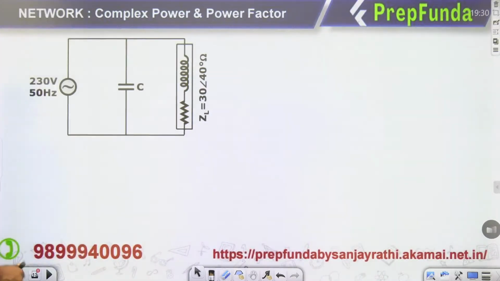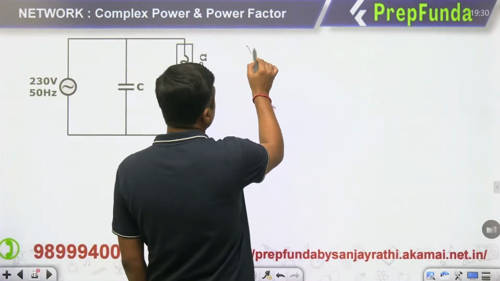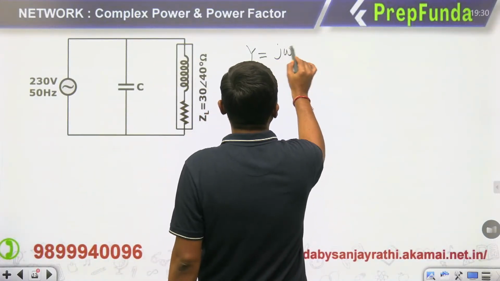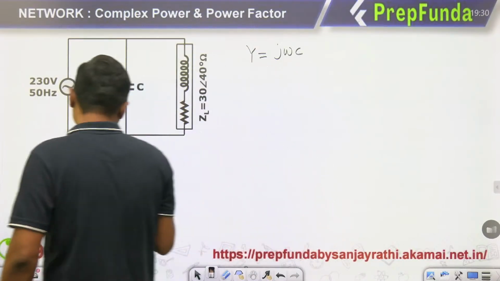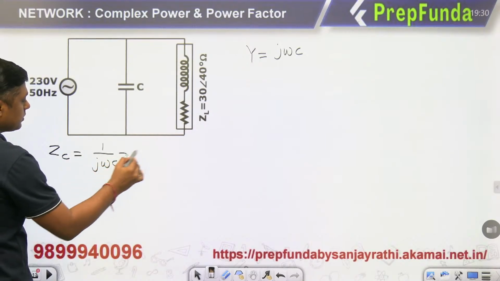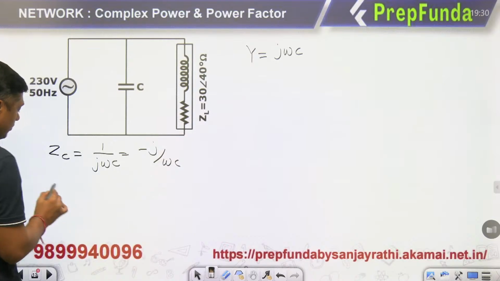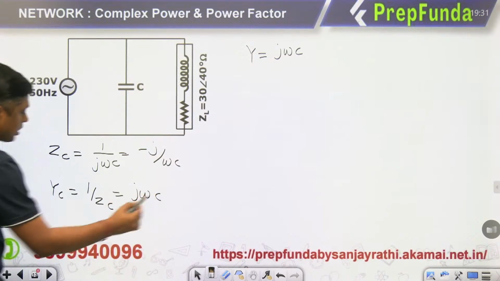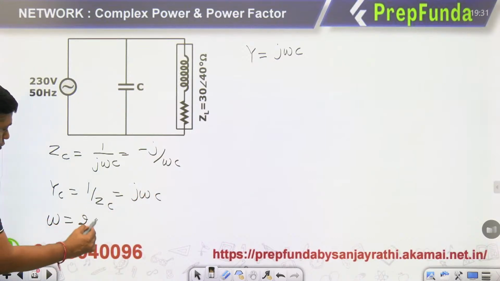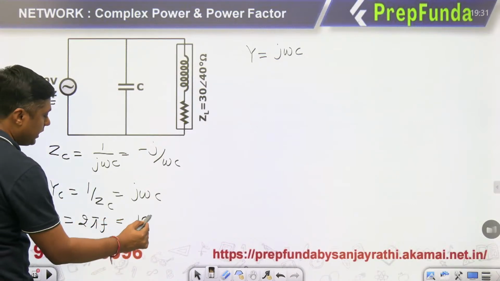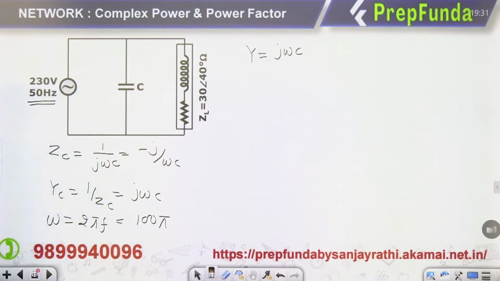First of all, what is Y? Admittance. The admittance because of C is given by j omega C, right? That is YC. ZC is equal to 1 by j omega C, which we represent as minus j by omega C, and YC is 1 by ZC, so it will become j omega C. What is omega here? Omega is 2 pi f. What is f? 50 hertz. So it will become 100 pi, about 314.